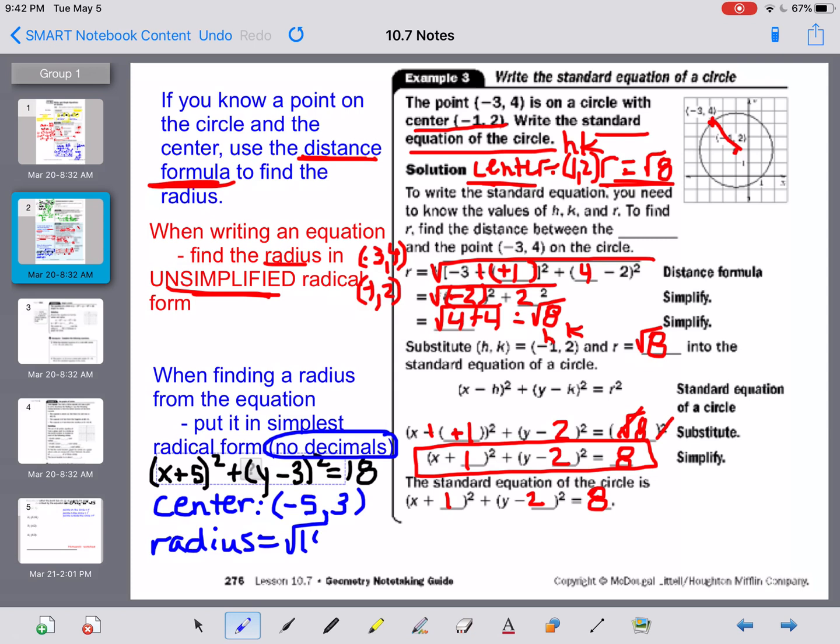That is not a nice perfect square root, but I can break it down into 9 times 2. Square root of 9 is 3. Square root of 2 is ugly, so I leave it in. And there's my radius now. I'm going to leave it in simplified radical form, no decimals. All right, moving on to the third page.